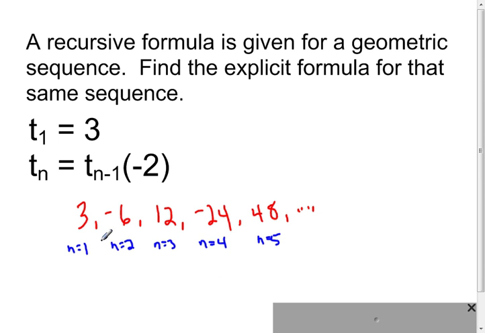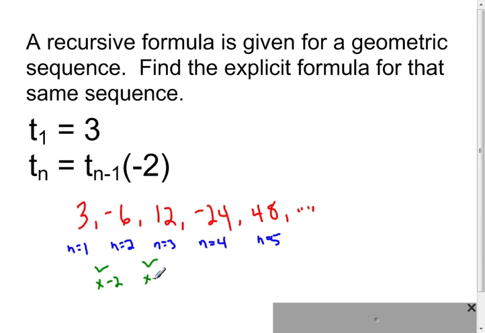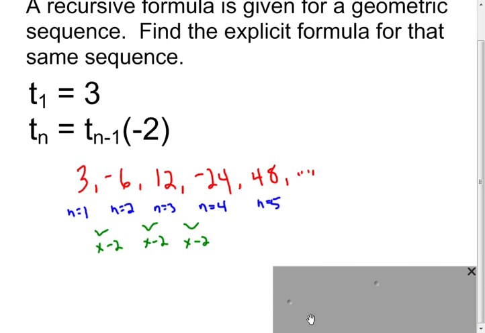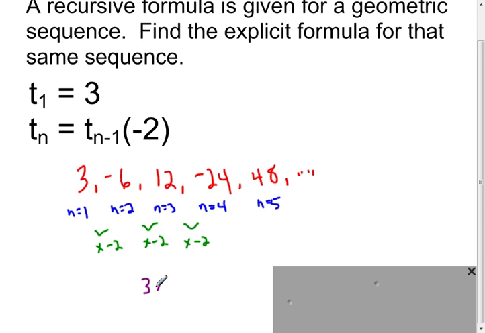Okay, so let's see what's happening here. From the first term to the second term, we're multiplying by -2. From the second to the third, we're multiplying by -2. From the third to the fourth, we're multiplying by -2. So if we look at our fourth term, we've multiplied by -2 three times. To get to -24, we did 3 times -2 times -2 times -2.